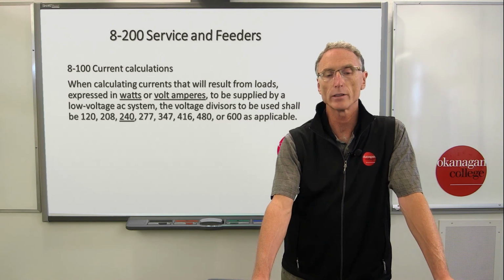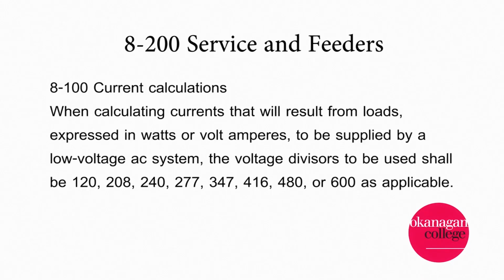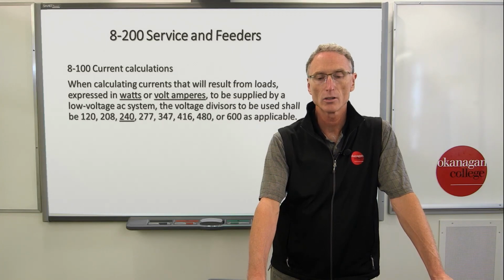If we go back to 8100, right at the beginning of this section of our demand section, it tells us how to calculate according to our voltages. So let's just read that rule to refresh our minds here. When calculating currents that will result from loads expressed in watts or volt amperes to be supplied by low voltage AC systems, the voltage divisors to be used shall be 120, 208, 240, 277, 347, 416, 480, and 600 as applicable. Now our service here is a 3-wire, 240 volt system.